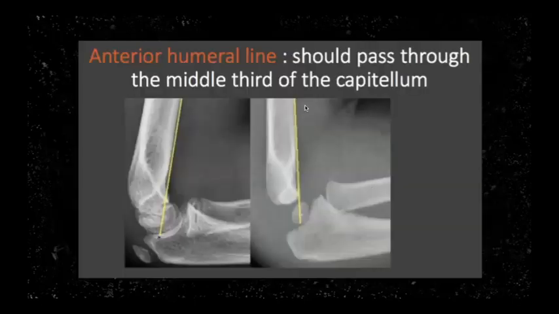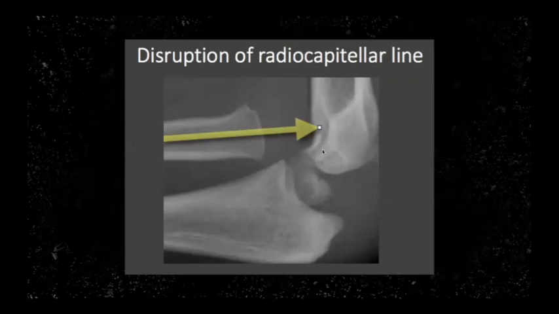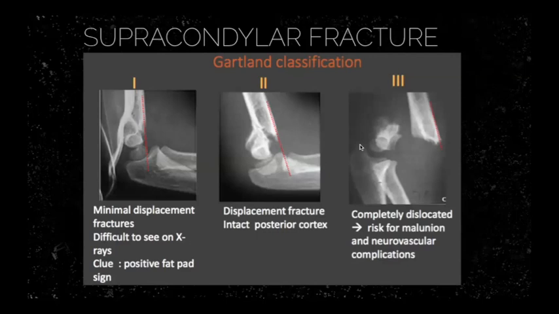Right, so this is what I mentioned, the anterior humeral line, it should transect the middle part of the capitulum. So these are two different radiographs from two different ages. Right, so another line that we need to scrutinize is the radiocapitellar line, where the mid part of the radius should intersect the center of the capitulum. Disruption of the radiocapitellar line is highly suspicious of dislocation. All right, supracondylar fracture, we cannot forget the Gartland classification, which is grade 1, 2, and 3. Probably you can read up on this.